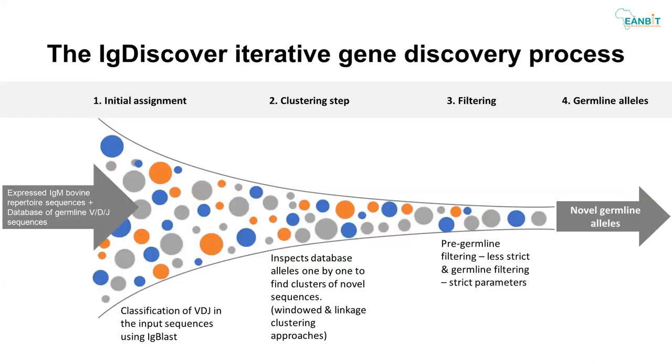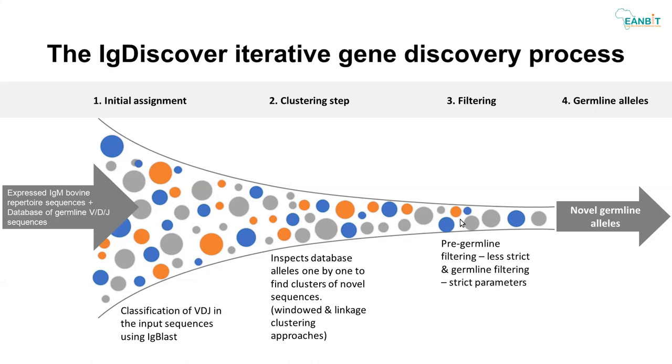To understand how these two tools work, I'll start with IgDiscover, which is an iterative process of four steps. The first step is the initial assignment, where we classify the VDJ in the input sequences using IgBLAST. The next step is clustering, where the tool inspects database alleles one by one to find clusters of novel sequences. It does this through two approaches, windowed and linkage clustering.